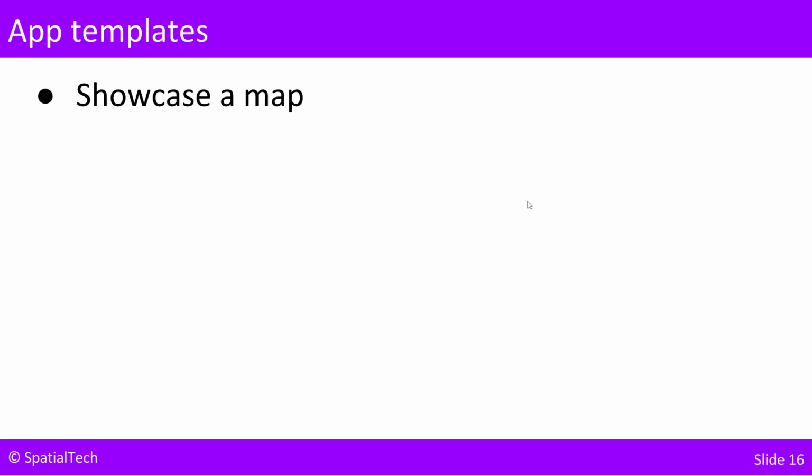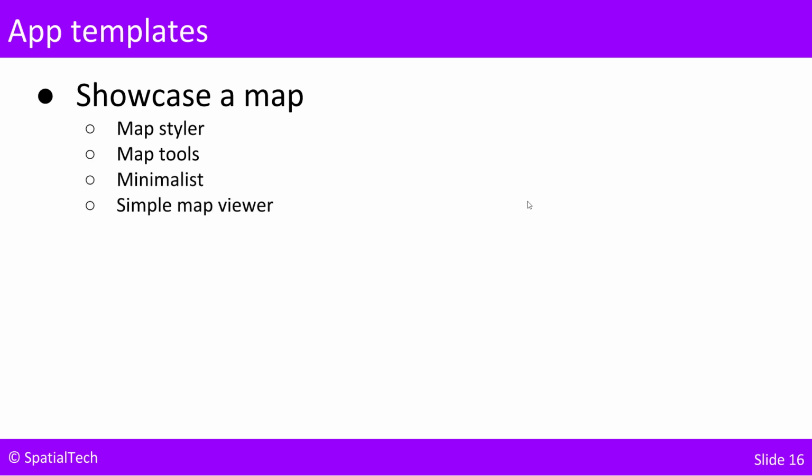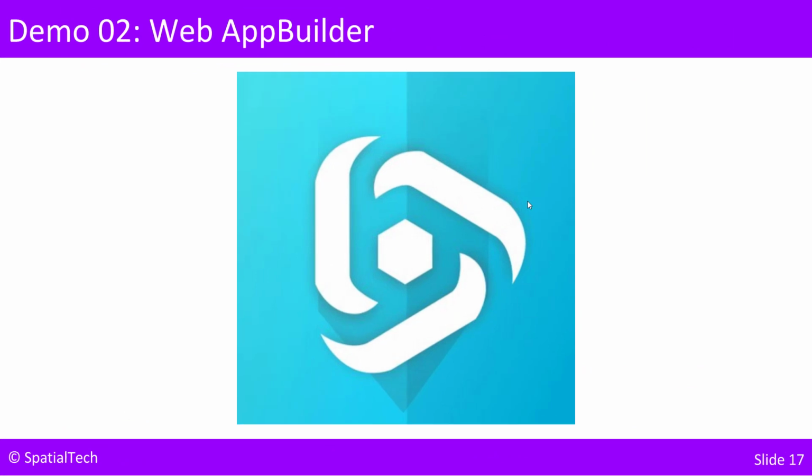Showcase a map, so a lot of these you're going to see repeating again. And that. So the map styler, map tools, minimalist view, a simple map viewer. Some previous ones, of course, were the story map basic version, basic viewer as well. So what you can do now is pause this video lecture and watch the web app builder demo.